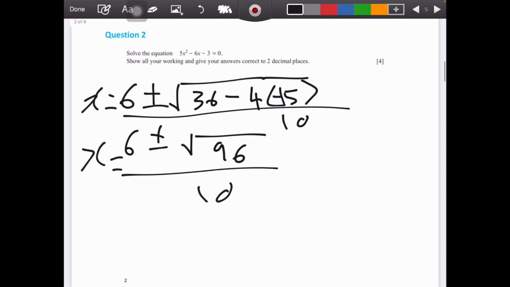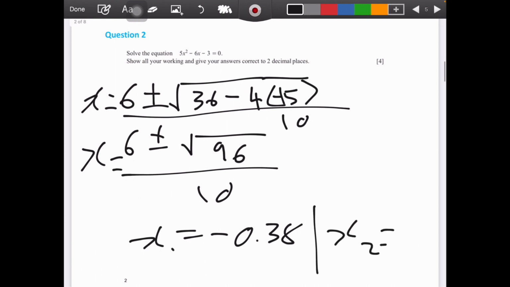I mean, we can leave it as this, and then we can look for the answers on the calculator, but once you plug in the values, we will get x is equal to negative 0.38, and the second value of x will be equal to 1.